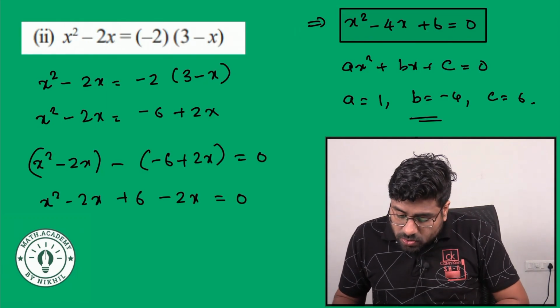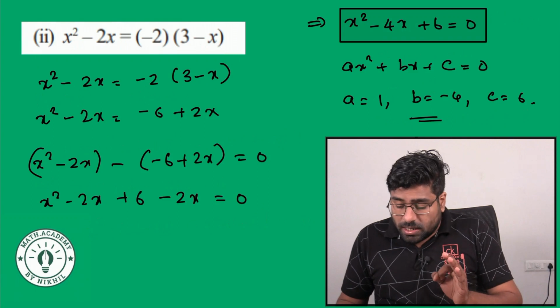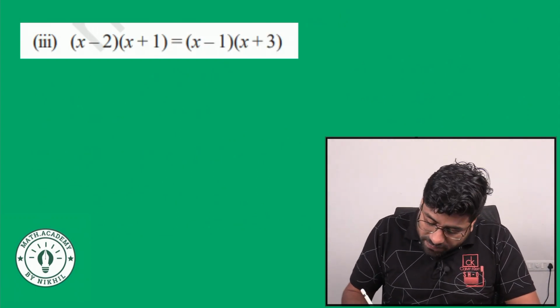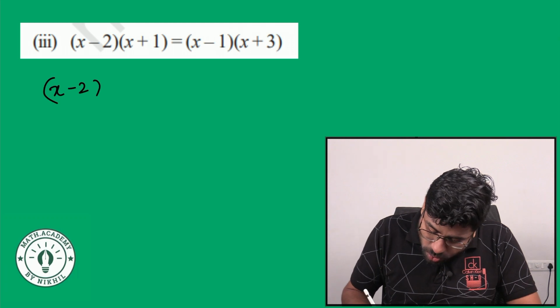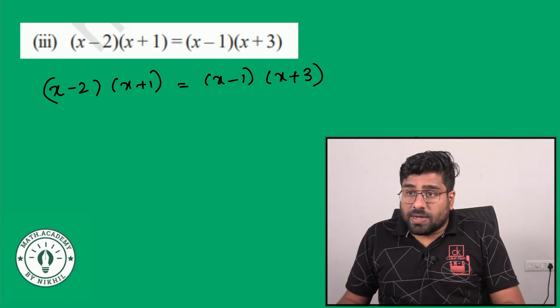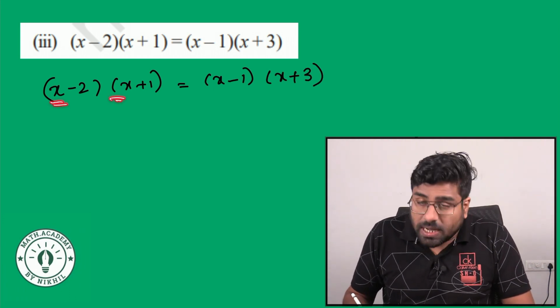The first two questions were quadratic equations, and now we'll see question number 3. Question number 3 is: x minus 2 into x plus 1 is equal to x minus 1 into x plus 3. Now let's simplify this expression. We'll just have to open the bracket.